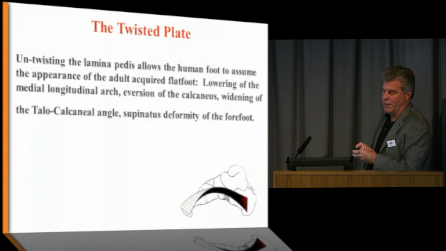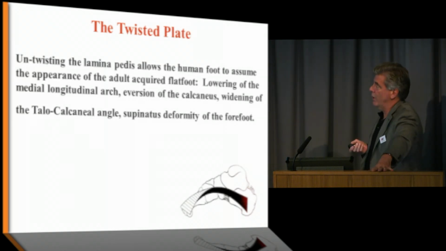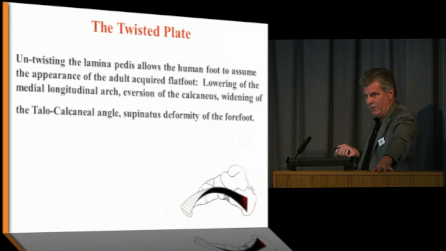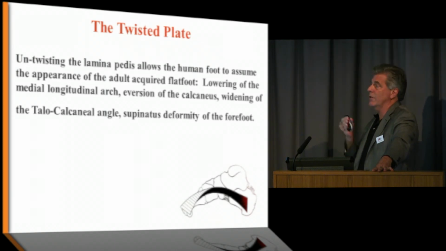So untwisting the lamina pedis takes us back to really what those pathologic feet look like that I showed you yesterday, the adult-acquired flat foot. Because if we look at every part of that adult-acquired flat foot, even radiographically, we see the widening of the talocalcaneal angle. We see the supinatus deformity that I showed you yesterday. That's an inverted forefoot on the rear foot. It's an untwisted plate.